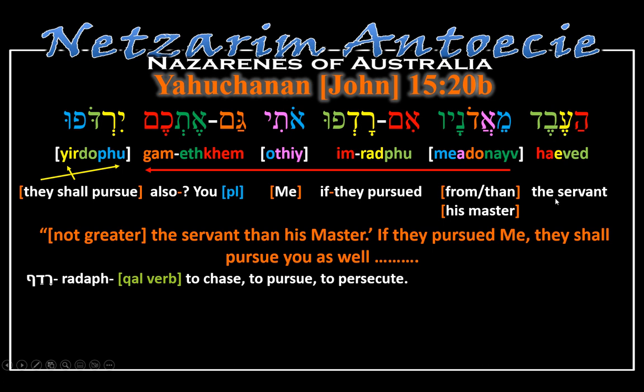ha-eved, the servant, eved is servant, me-adonav, from his master, or than his master is how it's translated, im radfu, which is they pursued. If we look at radaf, it is a kal verb to chase, to pursue, to persecute.